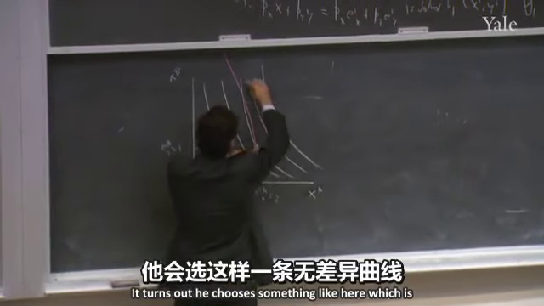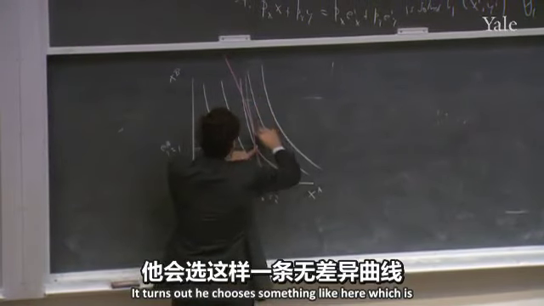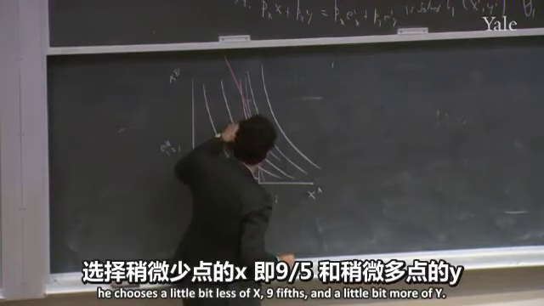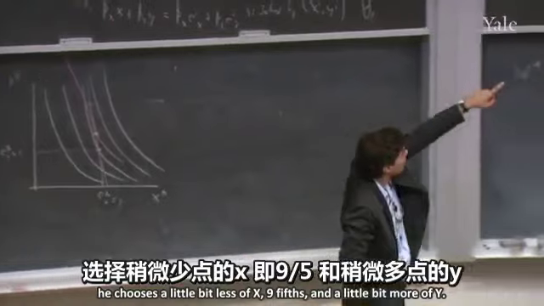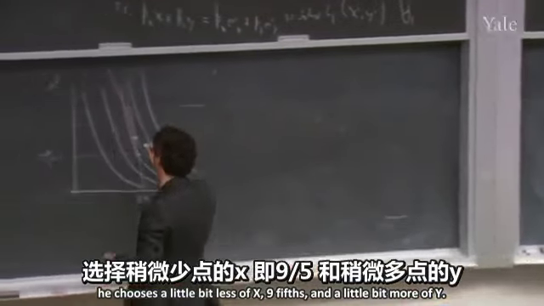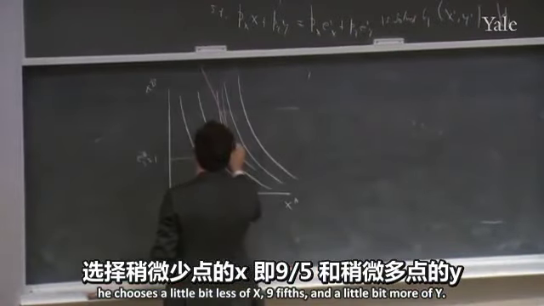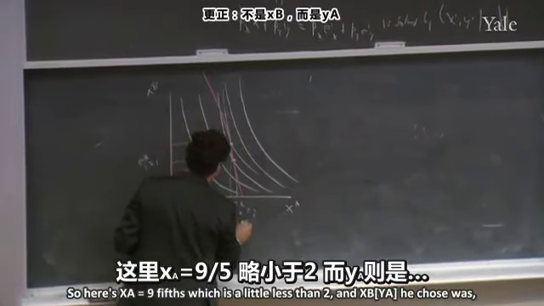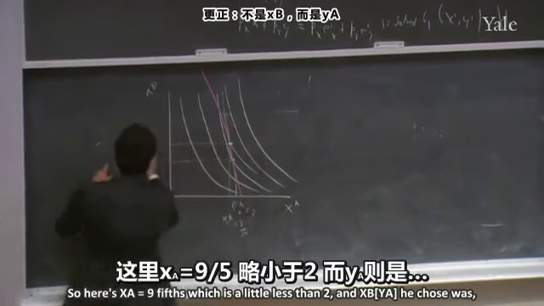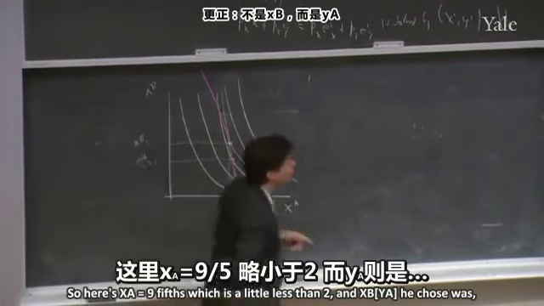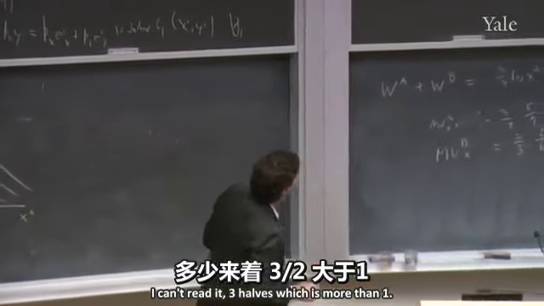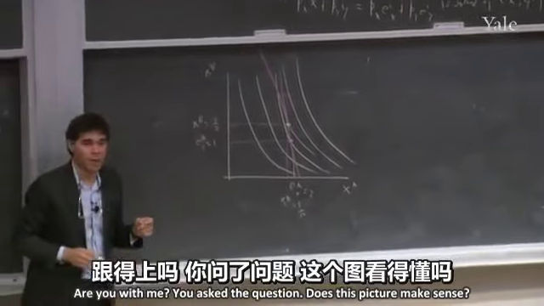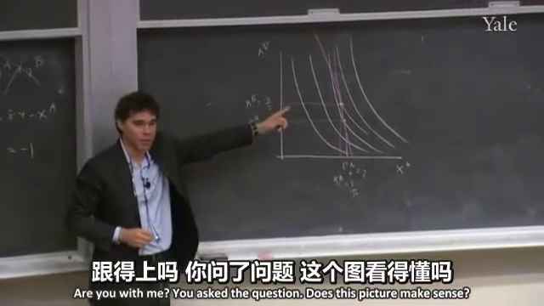It turns out he chooses something like here, which is he chooses a little bit less of X, 9/5, okay, and a little bit more of Y. So here's XA equals 9/5, which is a little less than 2, and XB, he chose was 3/2, which is more than 1. Okay, are you with me? Does this picture make sense?